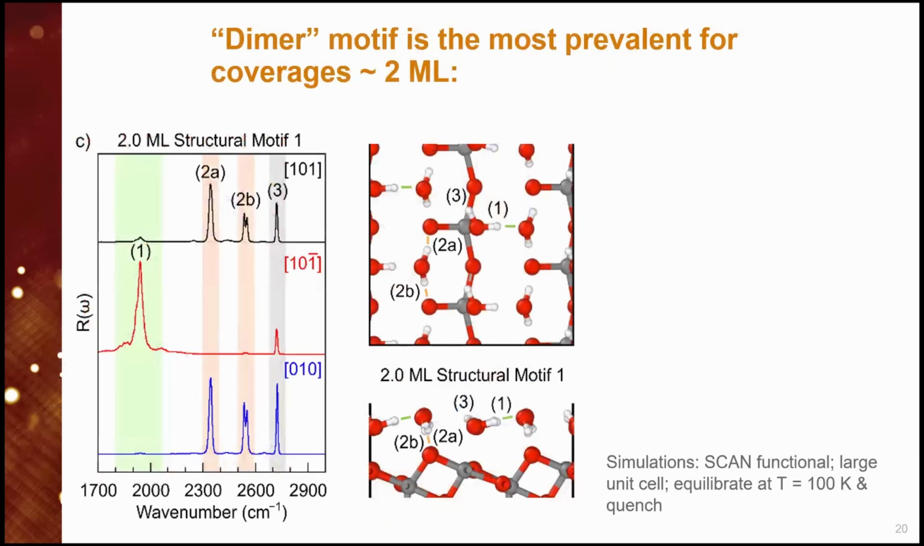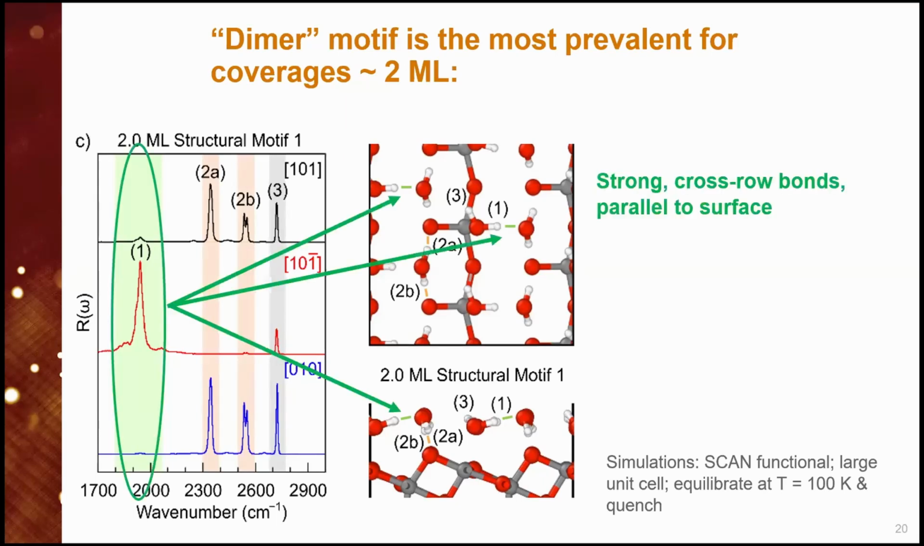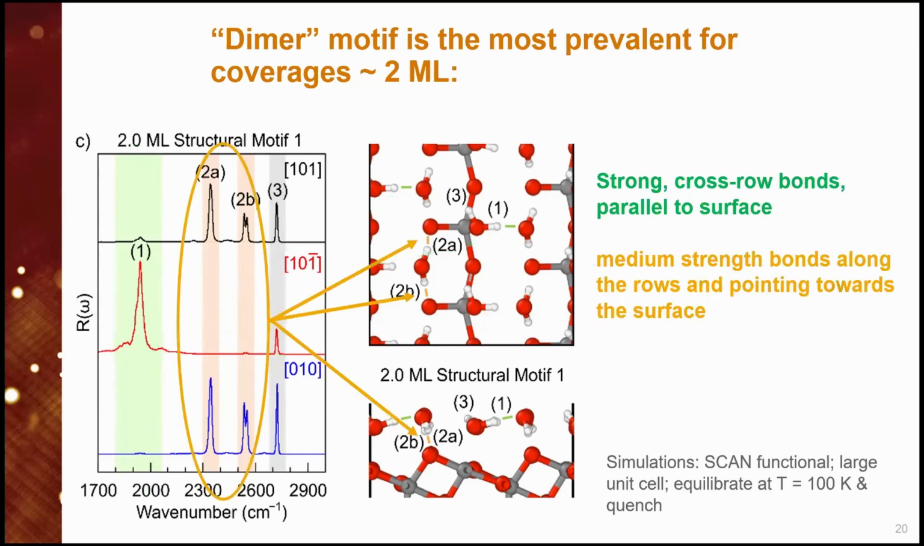And now what they did was they said, well, we're going to take a unit cell and we're going to put everything in that dimer configuration. We're not going to raise it up to temperature so it populates other things. We're just going to keep it in the dimer configuration and calculate the IR spectra from that. And that's here, right? And again, this is just what we saw in the experiments. Those are the strong cross-row bonds right there, right? That's what gives us this low temperature feature here.